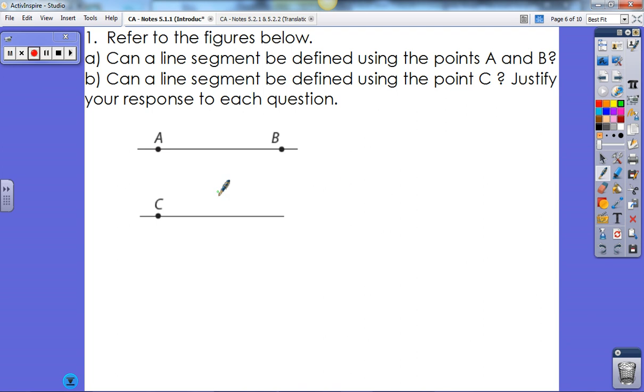Alright, so let's talk about a couple of examples before we finish up. It says, can a line segment be defined using the points A and B? And yes, it can be. Remember that it has to be defined using 2 points. So if I were to name this, I would name that line segment AB. Can it be defined just using point C? No, it has to be defined with 2 points. So if I had another point on here like CD, then I could define that. But the way it is right now, I cannot.